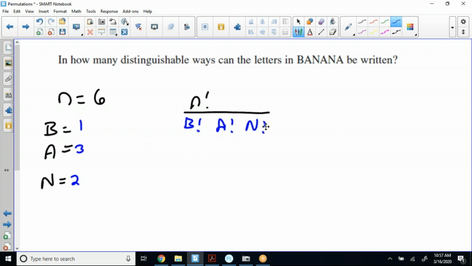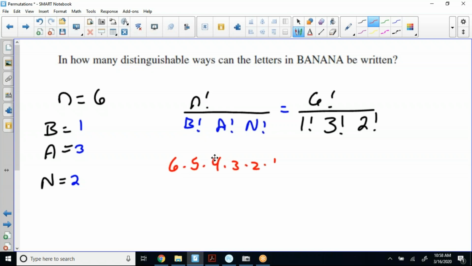So how many times do these letters set up? Okay, so here's what we've got. We've got 6 factorial over, if it's a 1, guys, 1 factorial is no more than 1. Okay, so we really don't have to, but I'm going to put it in here. 1 factorial, that would be the B, right? We know it has no significant effect, right? And then A, I have 3 A's, right? And then I have 2 N's. Okay, so if you look at this, we've got 6 times 5 times 4 times 3 times 2 times 1 over, that's 3 times 2 times 1, right? 3 factorial. And then I'll put 2 times 1.